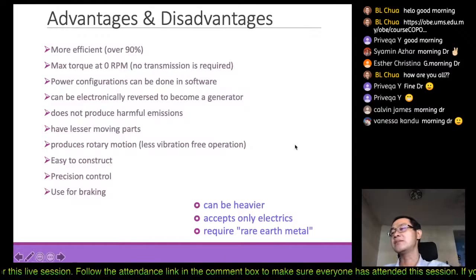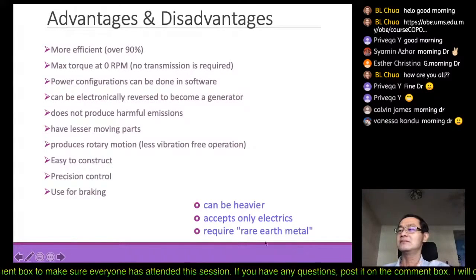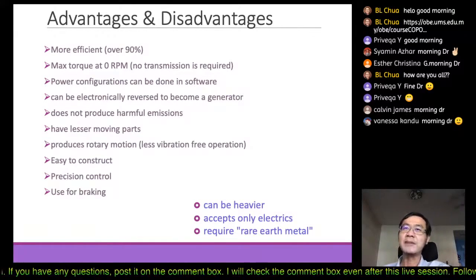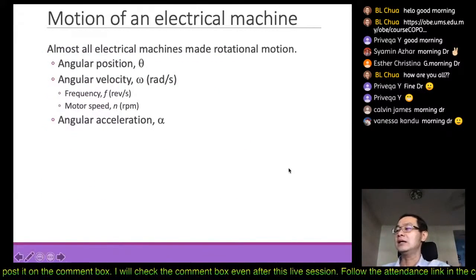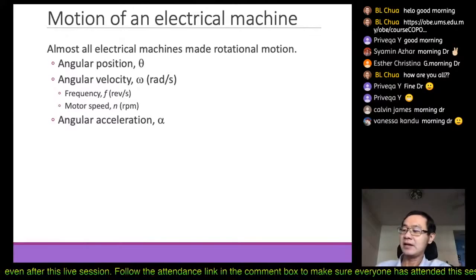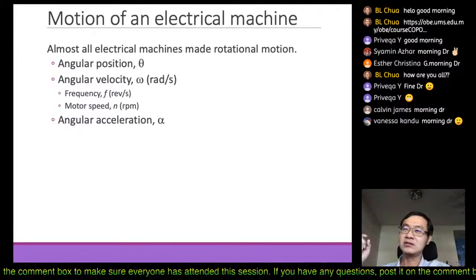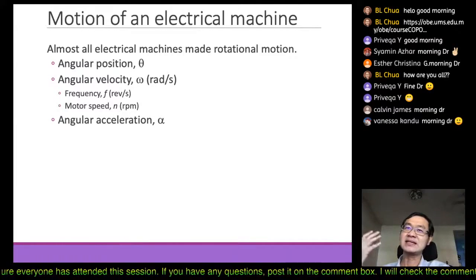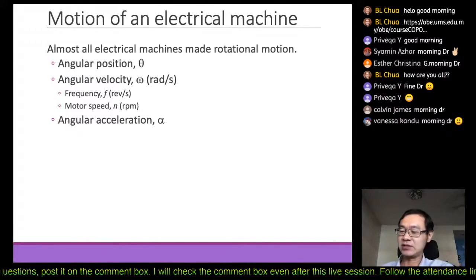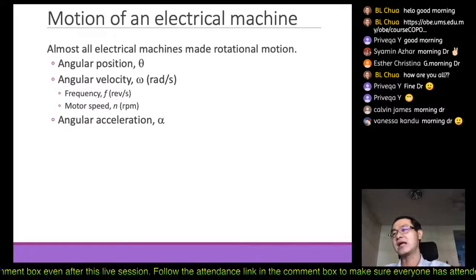But the disadvantages are that it can be heavier, it only accepts electricity, and we require rare earth metals to construct a good magnet. Even the headphone, to produce the sound, has a kind of motor inside, but in a linear form, to attract and release so that it forms vibrations according to the frequency of the sound.